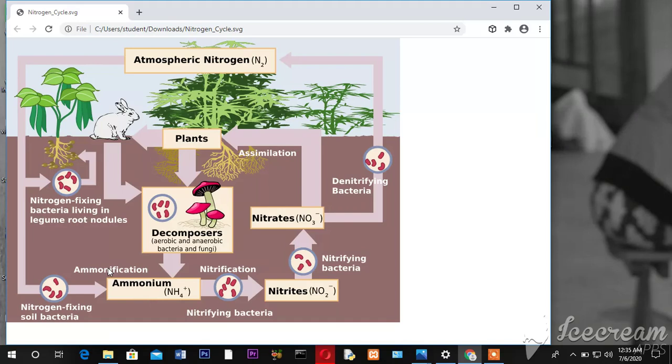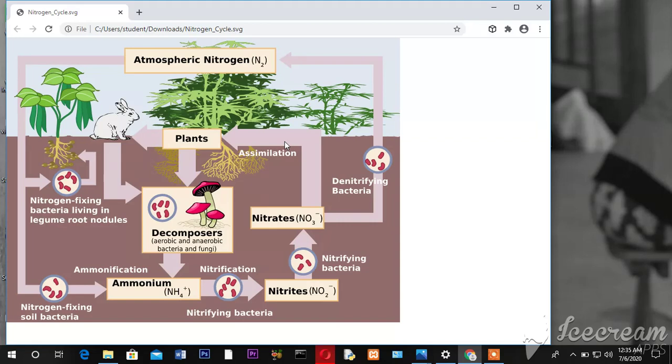and this is done by the nitrifying bacteria. The nitrifying bacteria convert that ammonium into nitrites, and these nitrites are converted into nitrates. NO3 is nitrates, while NO2 is nitrites, by the nitrifying bacteria. And these nitrates are the ones that are used by some organisms; some plants use the nitrates.